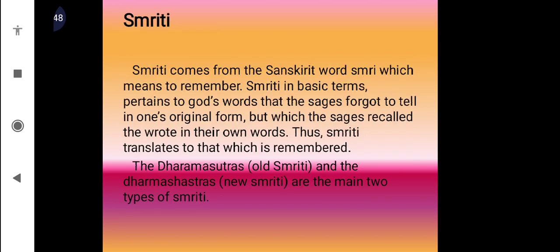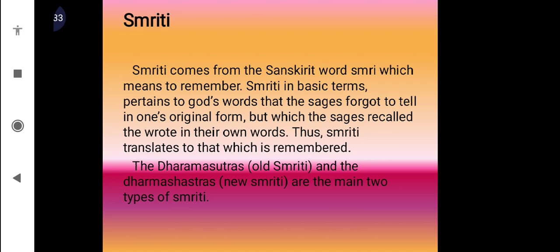Smriti. Smriti comes from the Sanskrit root smri, which means to remember. Smriti in basic terms pertains to God's words that the sages forgot in their original form, but which the sages recalled and wrote in their own words. Thus, Smriti translates to that which is remembered.